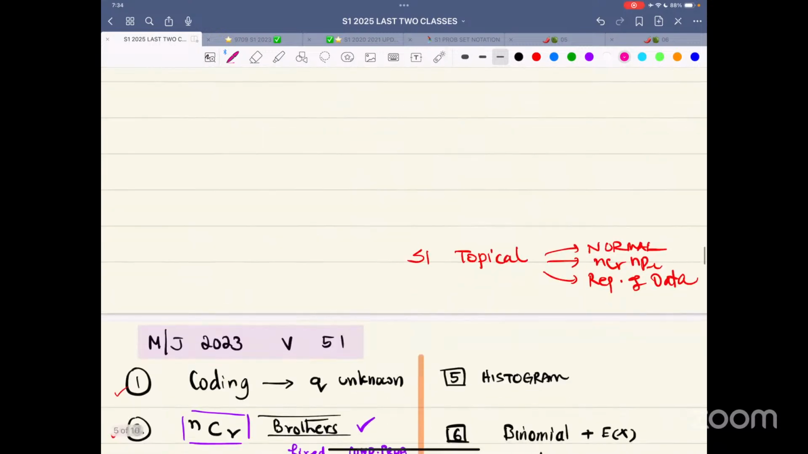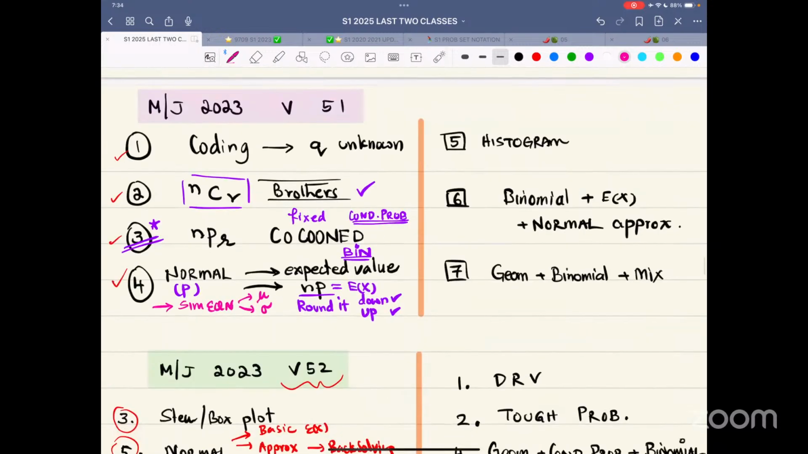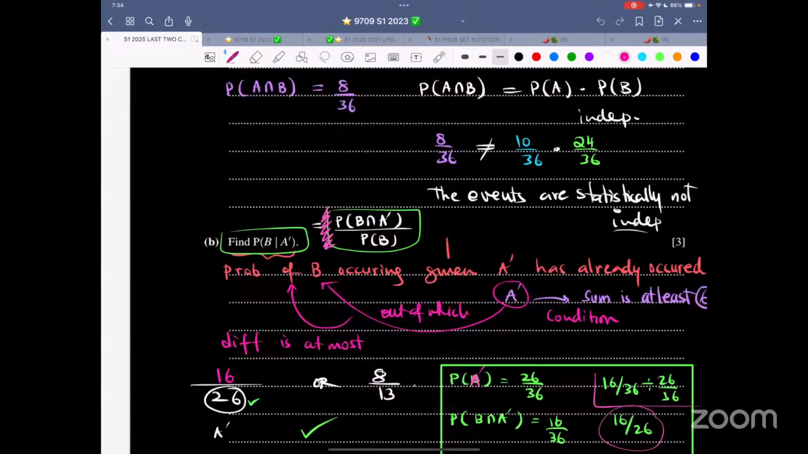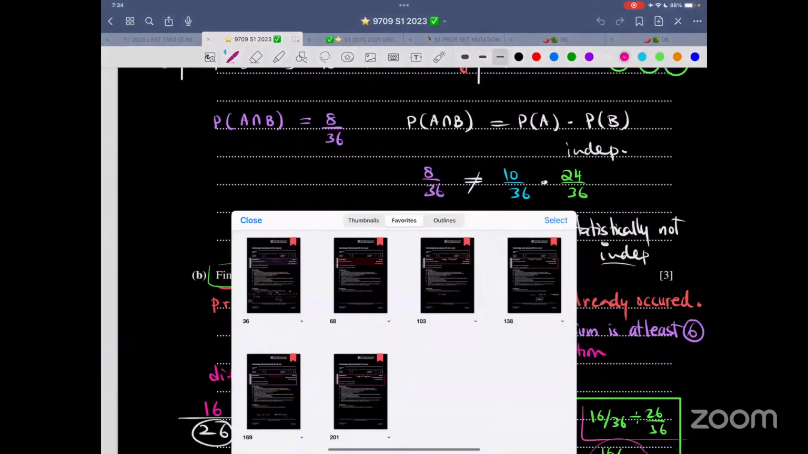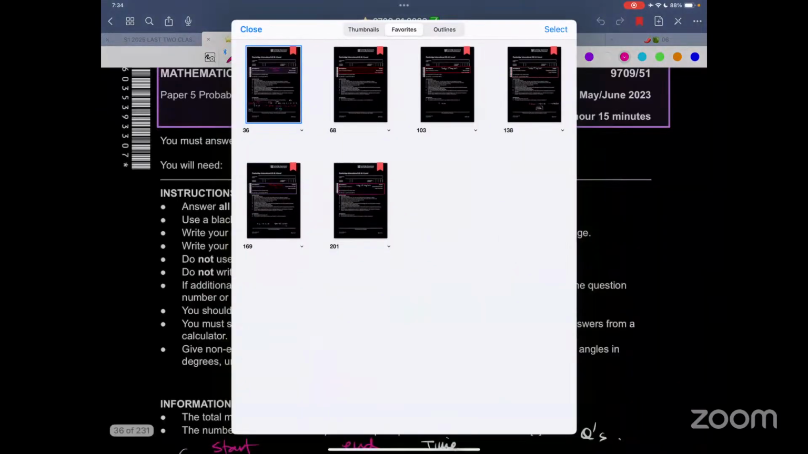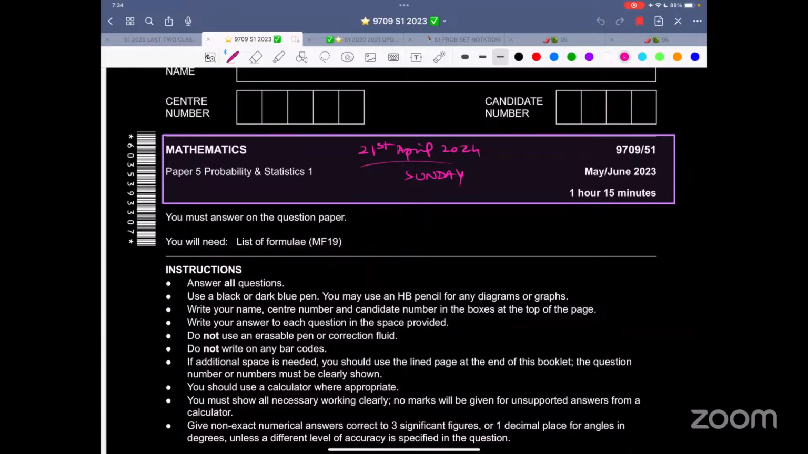Over here, I'll be doing the analysis of those questions. What each question was, was there anything special about it? I'll be focusing on that. So now let me open up the PDF for 2023, and let me go to the first thing, that is May, June 2023, variant 51. So my focus is on May, June 2023, variant 51.